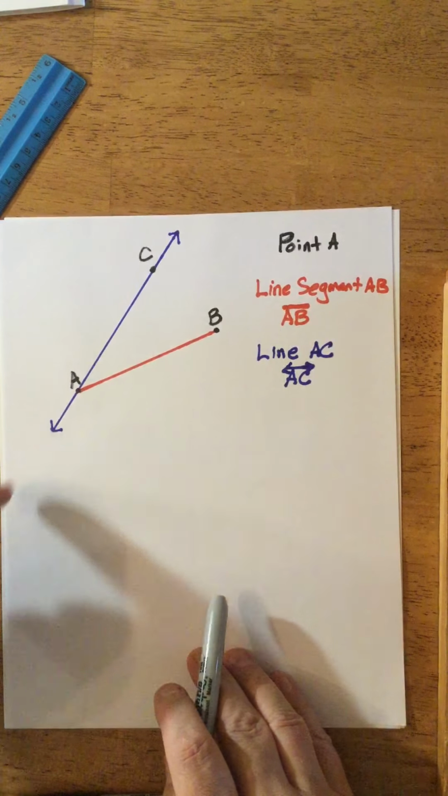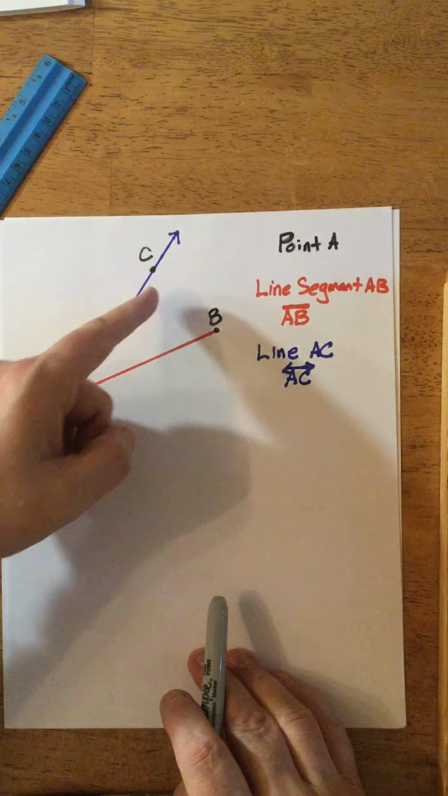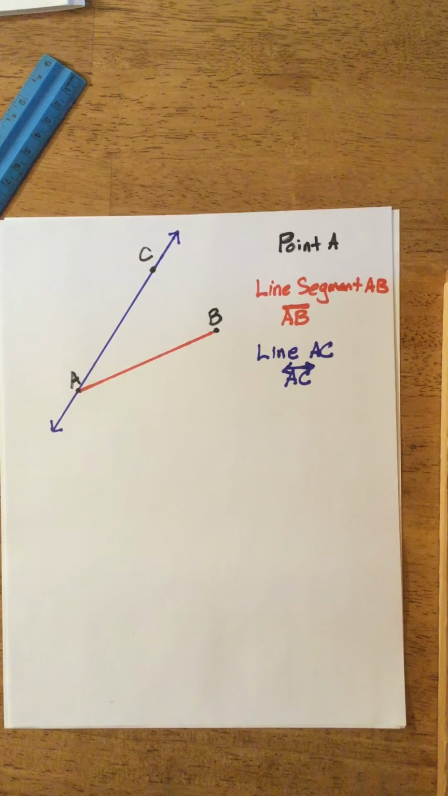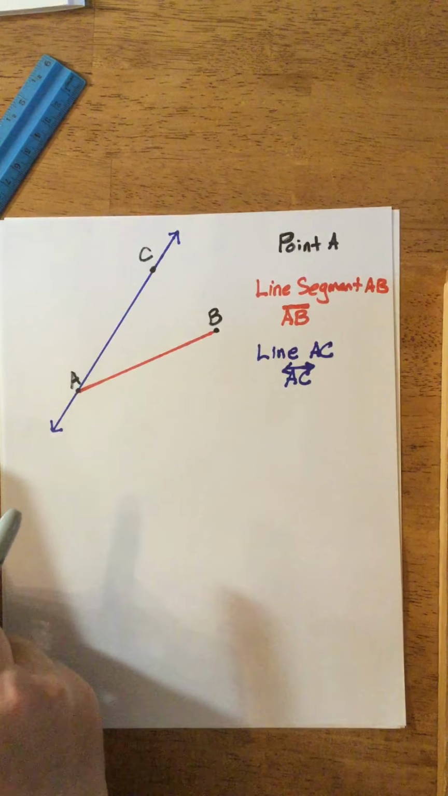If I were to extend this to the left and extend this to the upper right, they would go on forever. So that is the difference between a line and a line segment. A segment is part of a line.